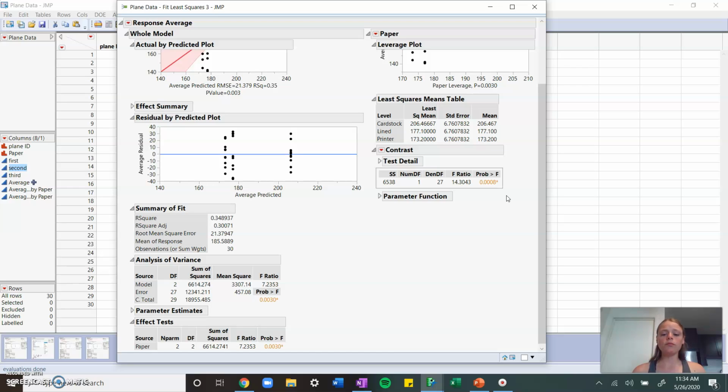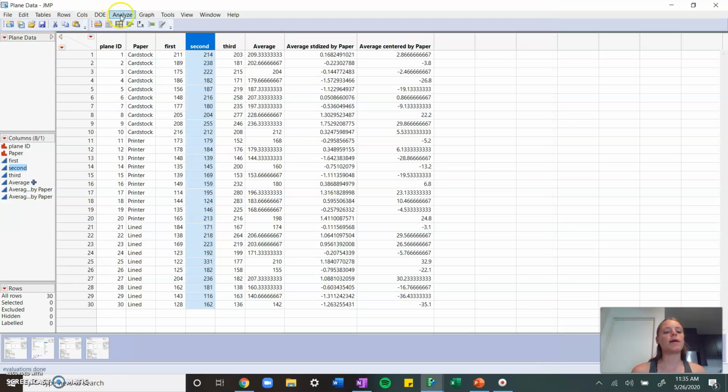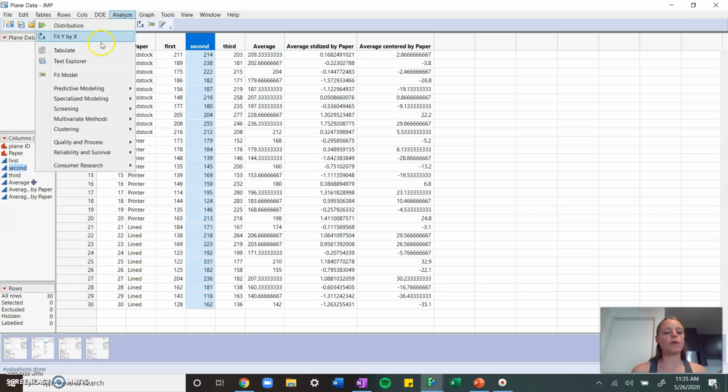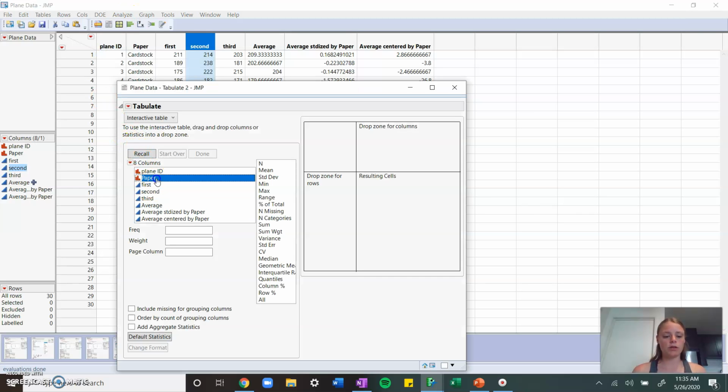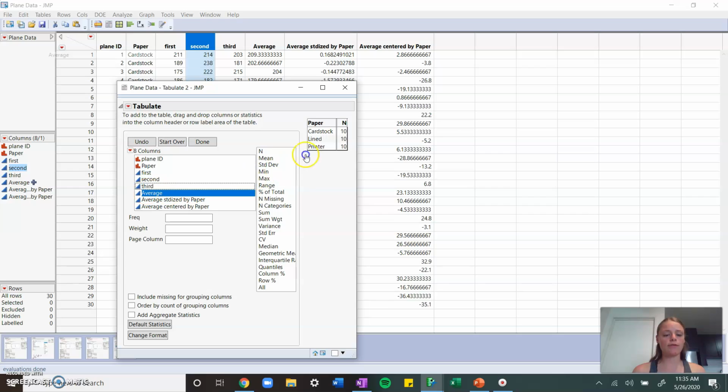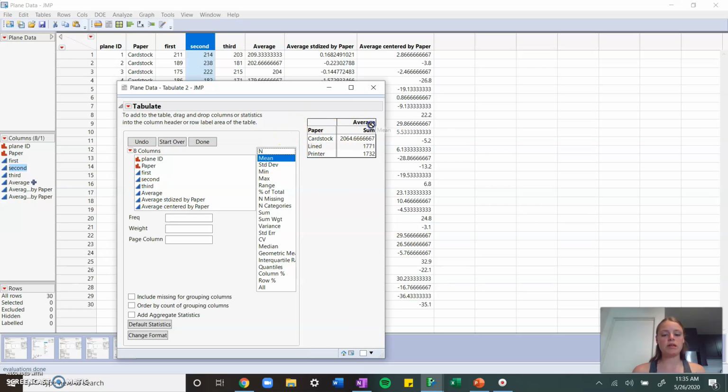significance level. However, we don't actually know from this information if the cardstock or the average of the lined and printer paper is more. So to do that, we can come back over here and go to Analyze, and we want to Tabulate. So you put our paper type over here and our average up here, and then we can just do means to see which one is the greatest. Here we can see that the average distance traveled for cardstock is actually 206 inches, while lined and printer is only 177 and 173 inches. So this table then tells us which one is greater.